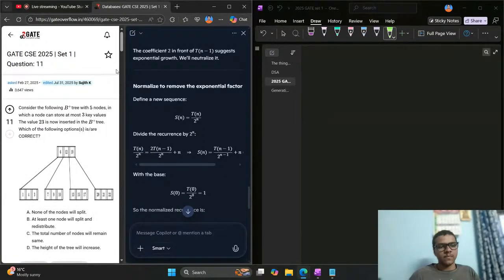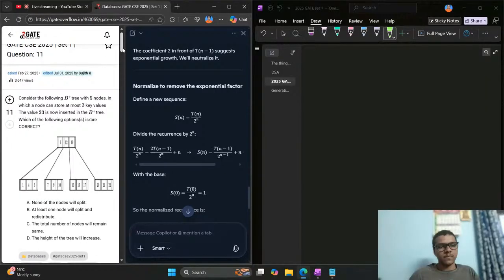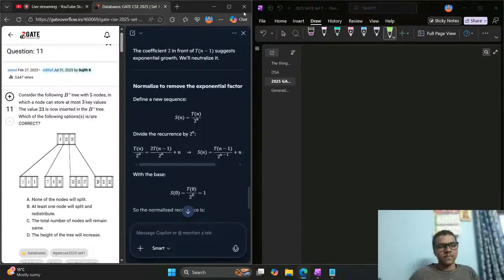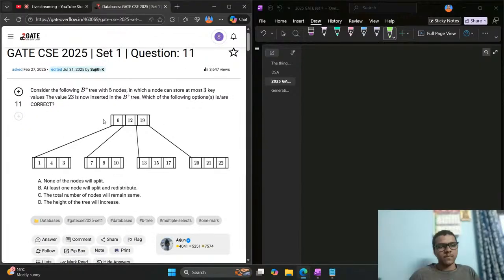A B plus tree with 5 nodes, with at most 3 given is. A B plus tree is given. Okay, 3 nodes at most. 23 is now inserted. So it is supposed to go over there. It will split the parent.